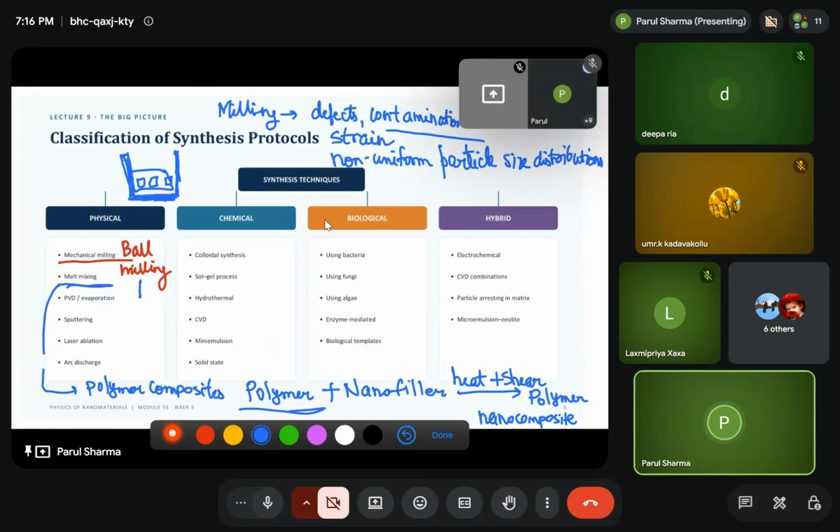This force will help break up the nanoparticles, so we should prevent agglomeration. If the force continuously breaks up the nanoparticles, it will prevent agglomeration and distribute the nanofiller throughout the polymer. Then finally the mixture is cooled and it becomes a solid nanocomposite.